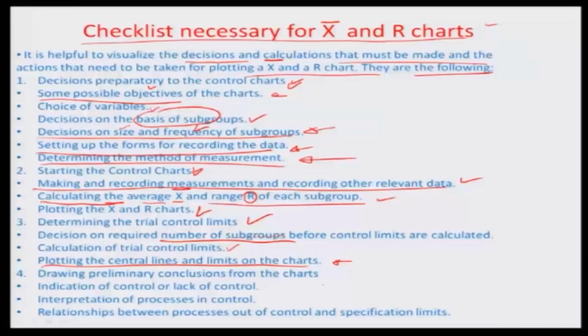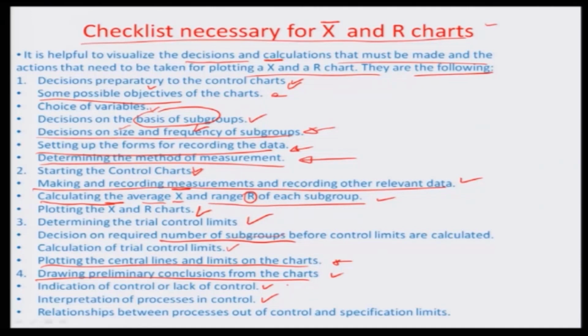And then you have the drawing of preliminary conclusions from these charts, right. That also we will try to do for a particular example problem. It can indicate either control or a lack of control, so you can interpret the processes which are in control vis-a-vis those which are out of control, where you can change the focus from in control to out of control processes.